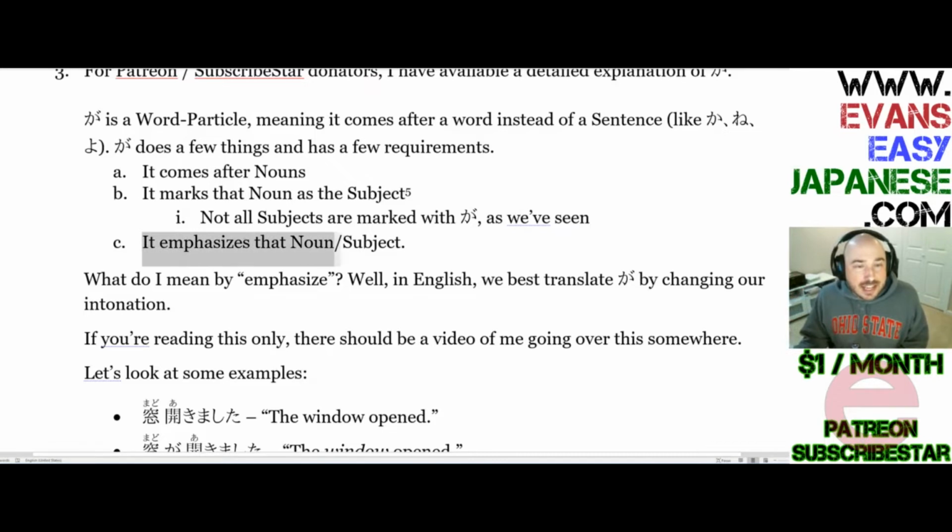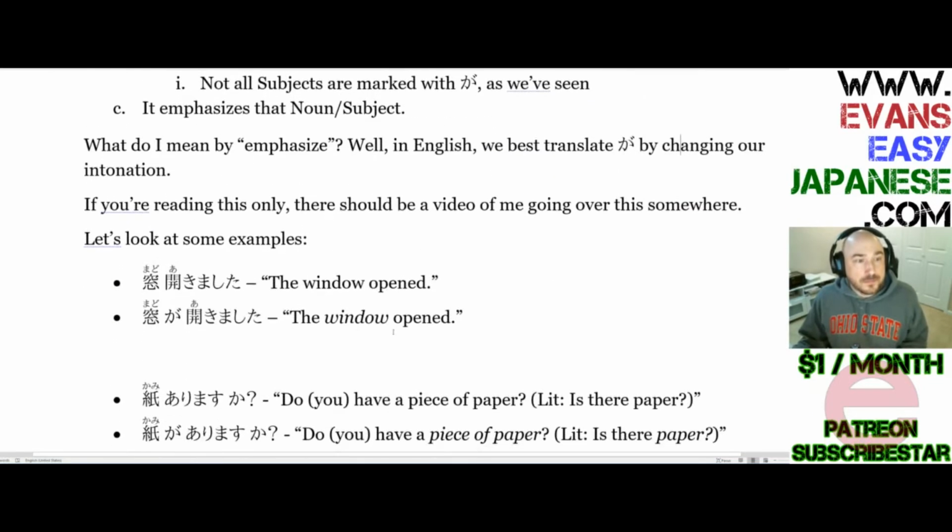It emphasizes that noun, that subject. What does he mean by emphasize? Well, in English, we best translate ga by changing our intonation. It's almost like we're answering a question. Who went to the store? I went to the store. That intonation change is kind of what the ga particle is doing.